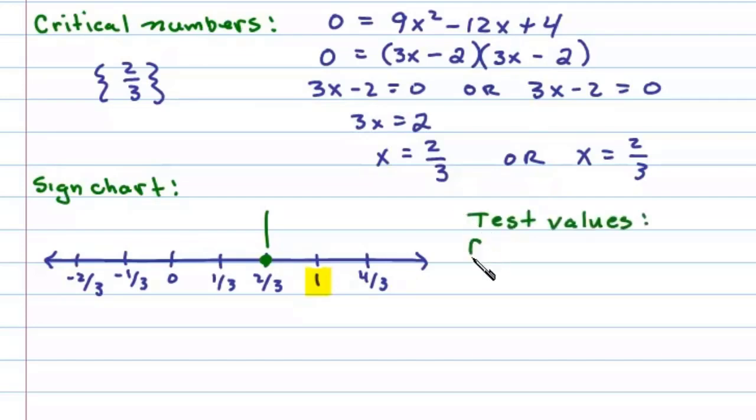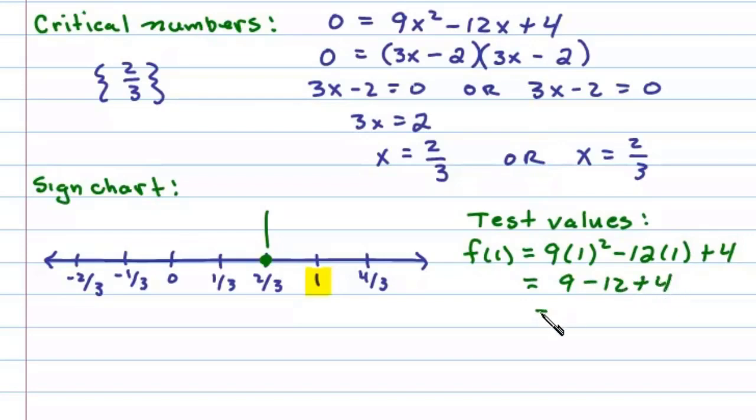In this case, f of 1 will be equal to 9 times 1 squared minus 12 times 1 plus 4, or 9 minus 12 plus 4, which equals negative 3 plus 4, and that's going to be positive. In fact, any test value you choose in this region will yield positive results.